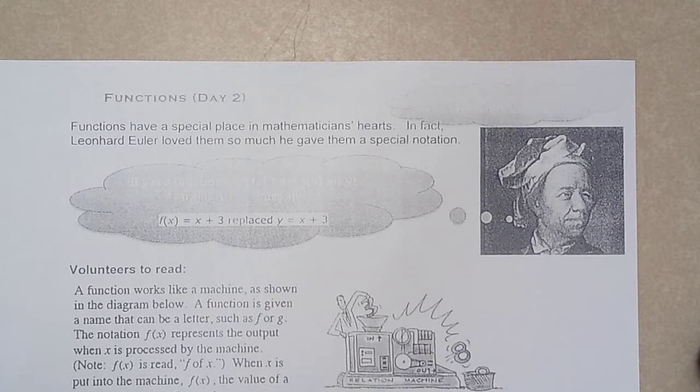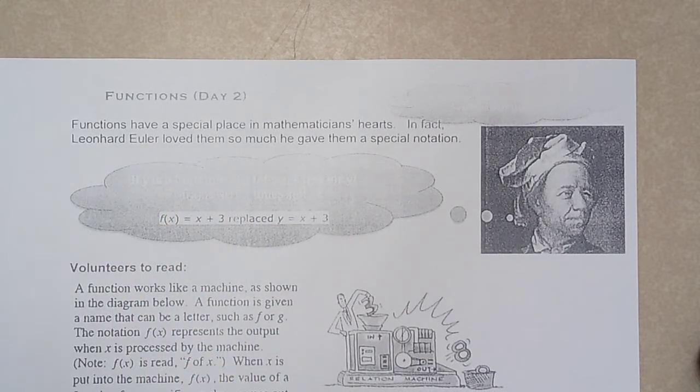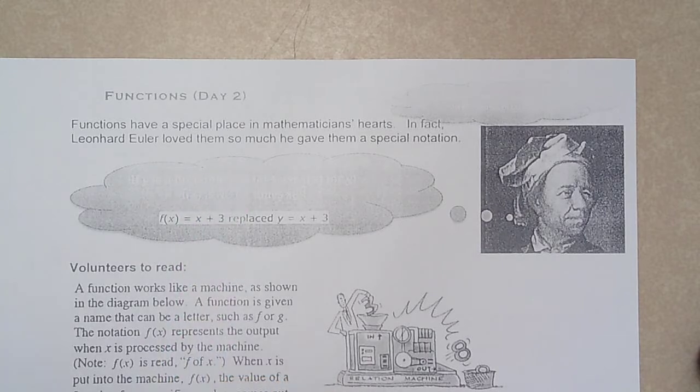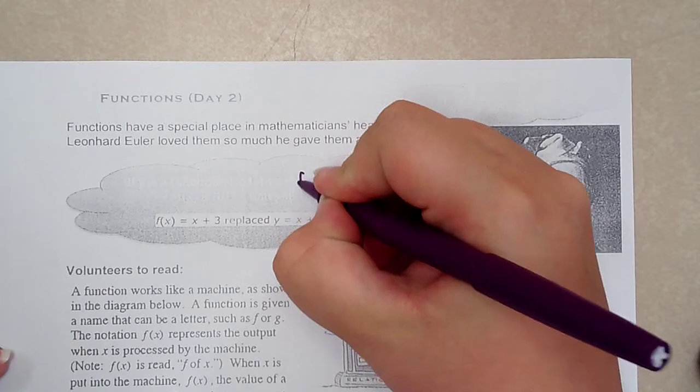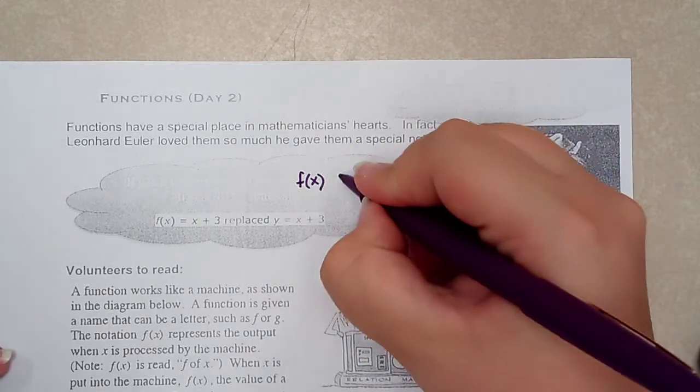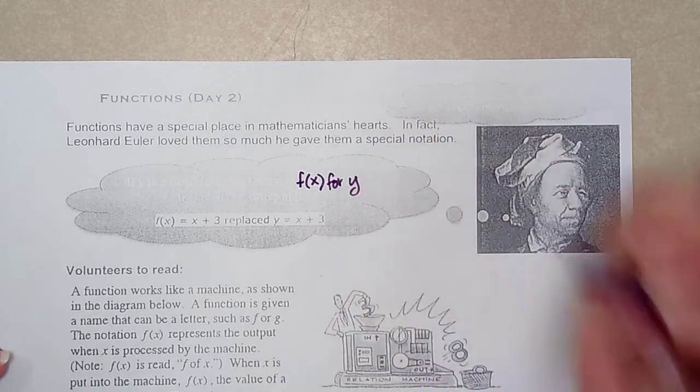So functions have a special place in mathematicians' hearts. In fact, Leonhard Euler, that is how that name is said, loved them so much that he gave them a special notation. And I know this is really hard to read, but it says if y is a function of x, let's use f of x, and I'm going to write that so you can see it a little bit better. f of x. We're going to use f of x for y.